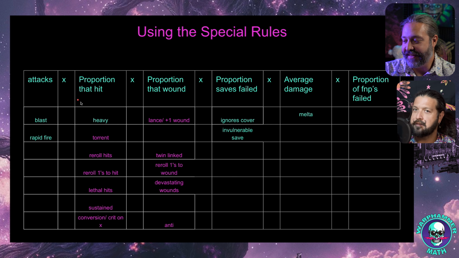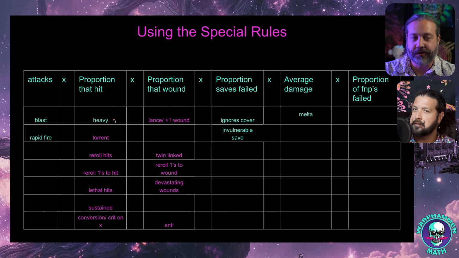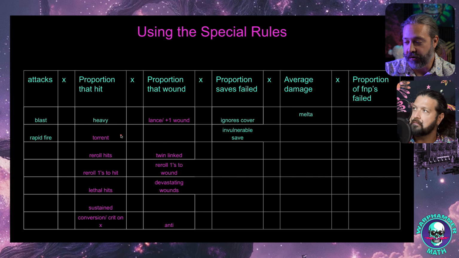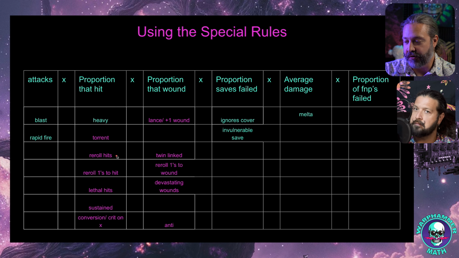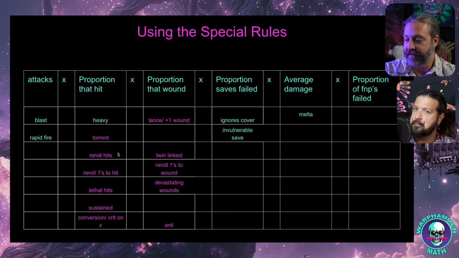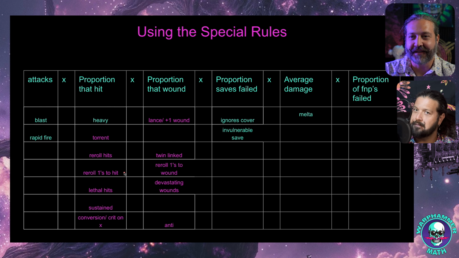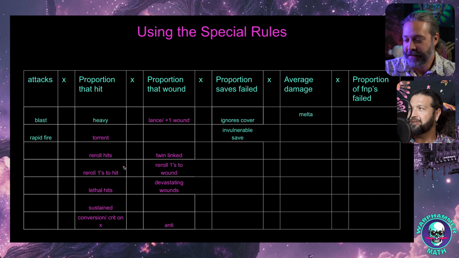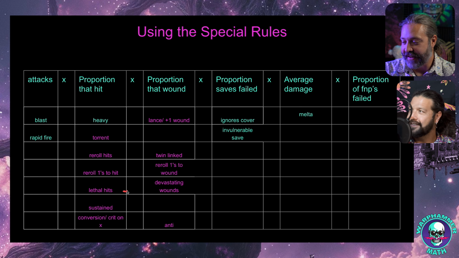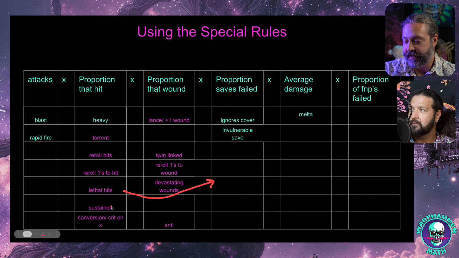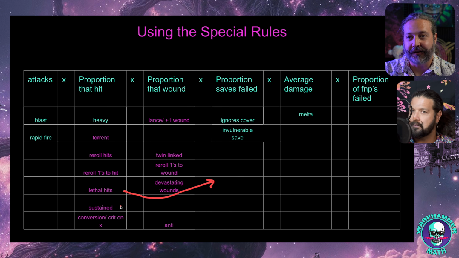In the hit stage, we've got Heavy, which could just be a +1 to hit. I'm assuming you guys are comfortable with that. We've got Torrent, which means you auto hit. Reroll hits, you get to reroll all the ones you miss. Reroll ones to hit. Reroll the ones that you missed. I think that's fairly straightforward. Lethal Hits are interesting because they allow you to skip the wound roll. Mm-hmm. Sustained Hits gives you an extra hit on a critical hit.